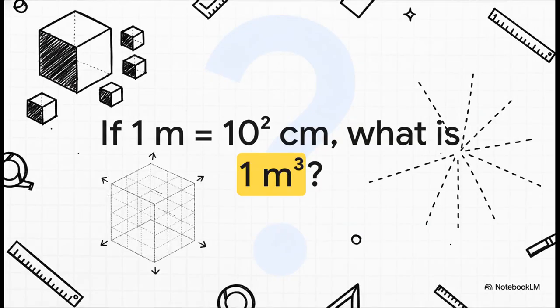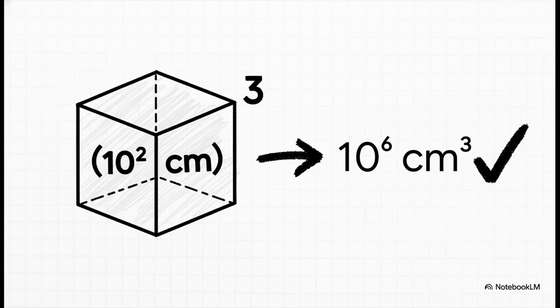And the best part? It's the exact same logic when you jump into 3D for volume. We all know that 1 meter is 100 centimeters, or 10 squared centimeters. So using what we just learned, what do you think 1 cubic meter is in cubic centimeters? You got it. You just cube the factor. It's that simple. 1 cubic meter is the whole quantity, 10 squared centimeters cubed, and that works out to 10 to the 6, or 1 million cubic centimeters.